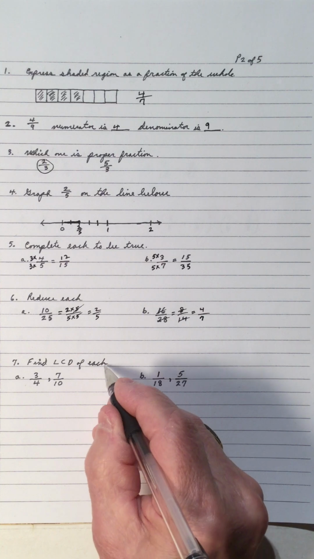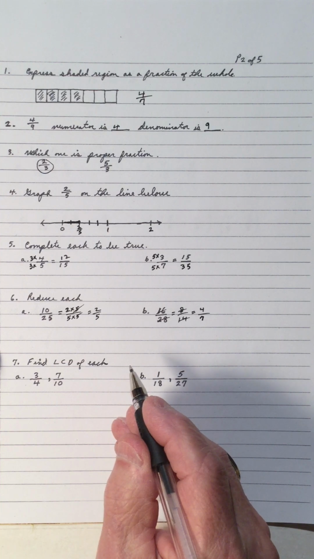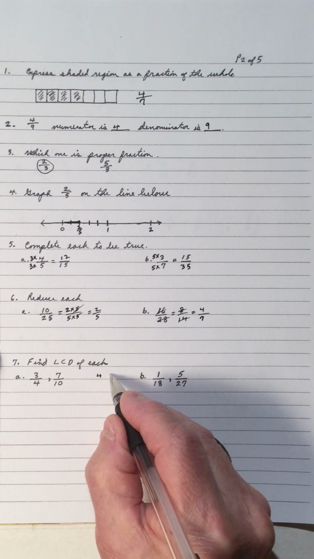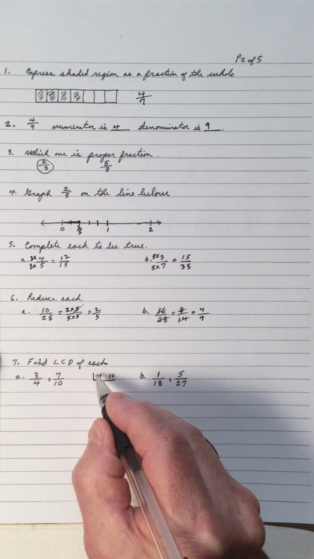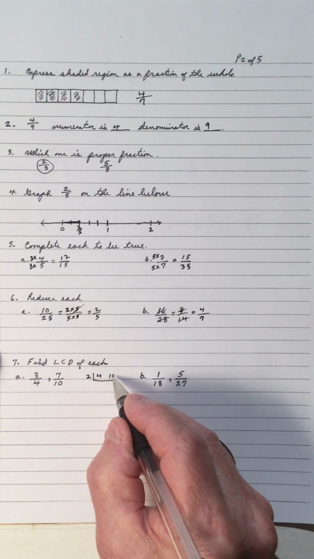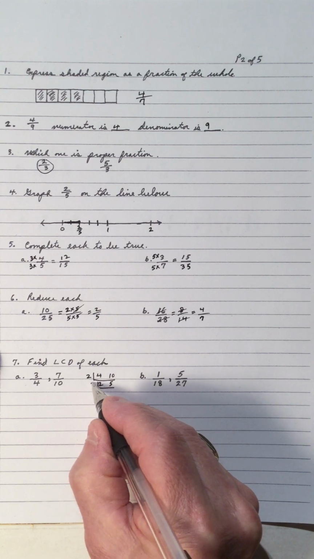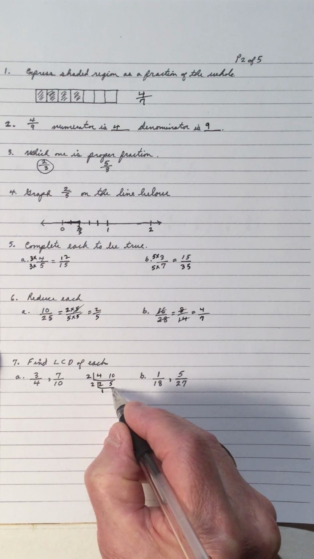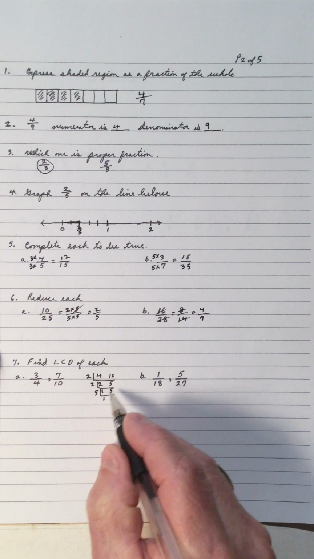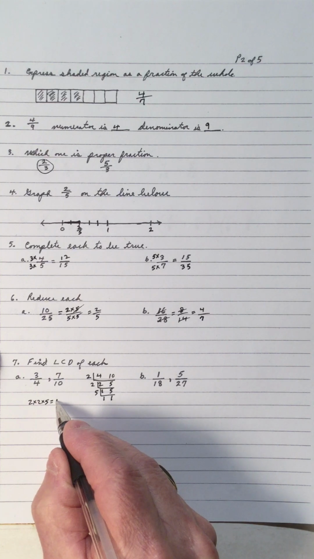Find the LCD for each. There are several ways to get the LCD. One way would be to take 4 and 10 and use the ladder. So 2 is a factor of each. Divide by 2, you get 2 and 5. Now 2 goes into 2 once, 2 can't go into 5, and 5 goes into 5 once. So the LCD is 2 times 2 times 5, which makes 20.